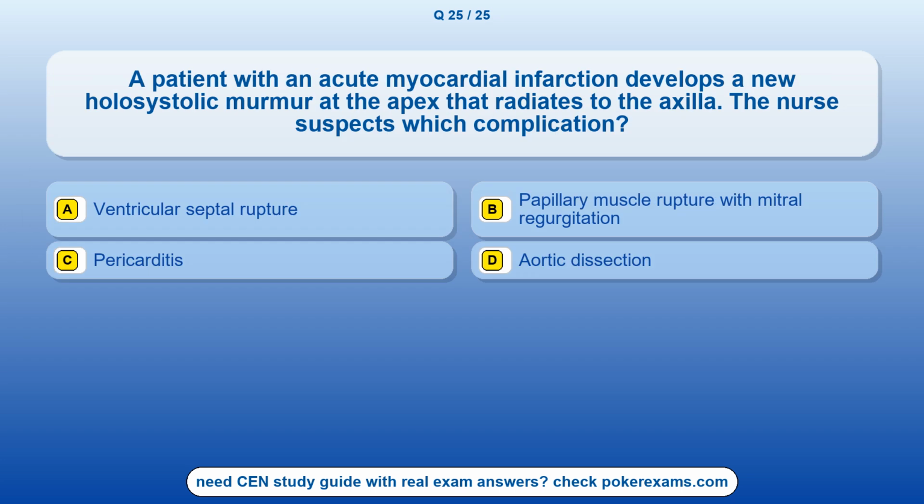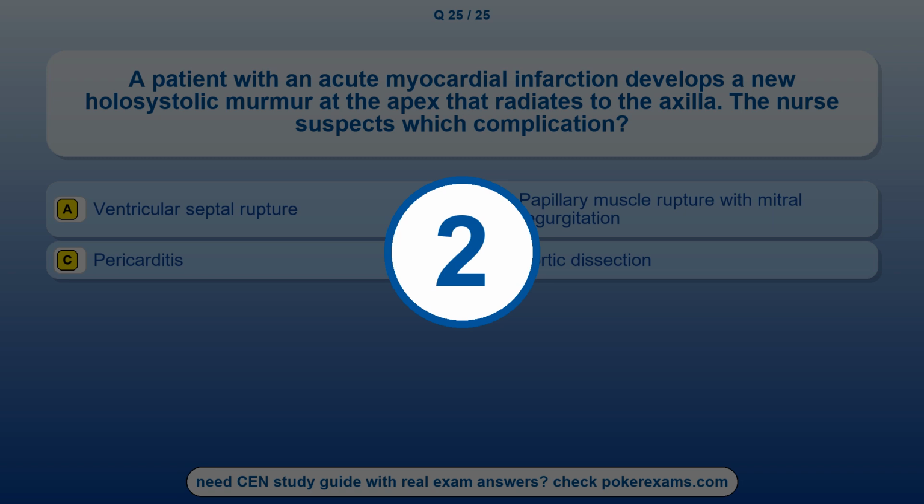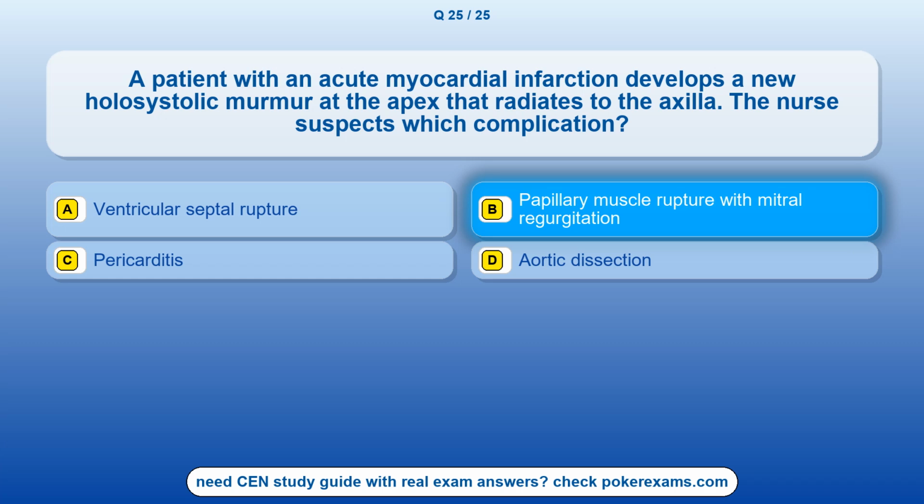Question 25. A patient with an acute myocardial infarction develops a new holosystolic murmur at the apex that radiates to the axilla. The nurse suspects which complication? Option A. A ventricular septal rupture. Option B. Papillary muscle rupture with mitral regurgitation. Option C. Pericarditis. Option D. Aortic dissection. The correct answer is option B. Papillary muscle rupture with mitral regurgitation.